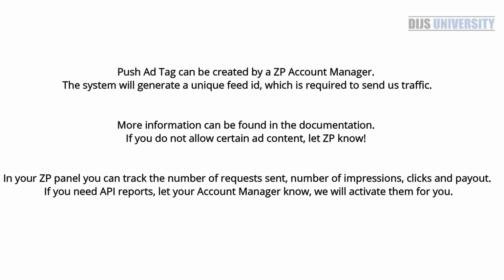In your Zeropark panel, you can track the number of requests sent, number of impressions, clicks, and payout. If you need API reports, let your account manager know, and they will activate them for you. And lastly, be aware that they do not count any clicks with a delay from impression longer than 24 hours, and also don't register duplicated clicks.